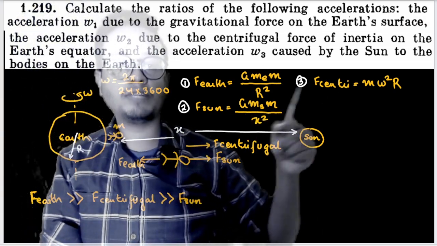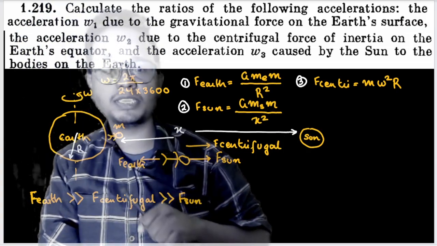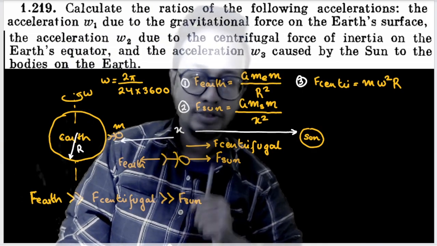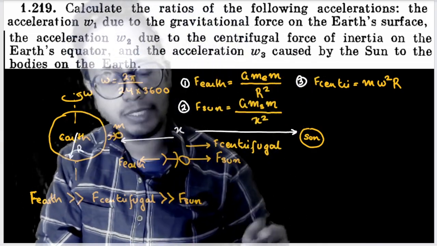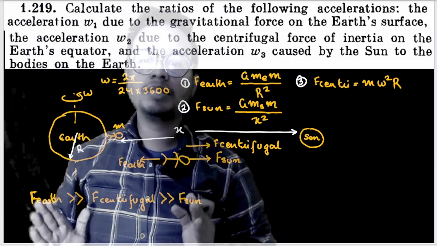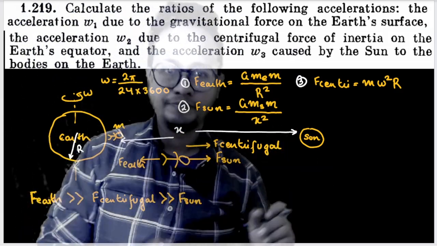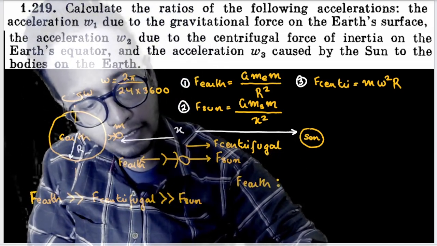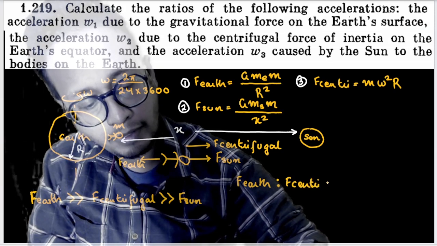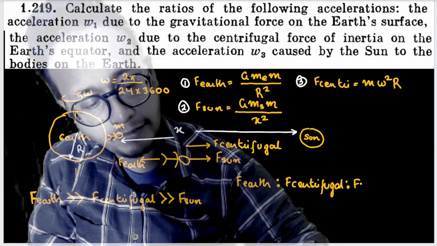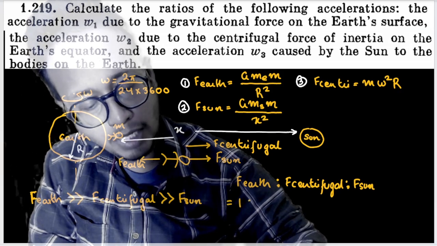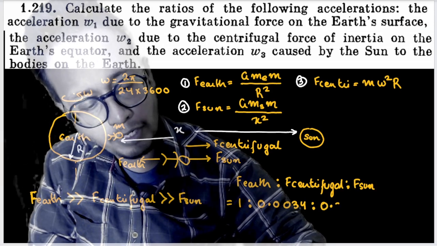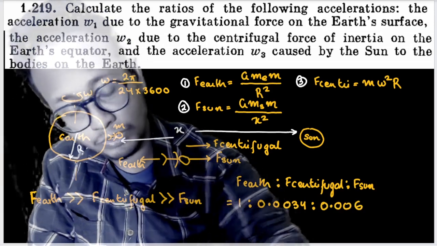Okay, if you substitute the values and find the ratio, you'll find that gravitational force due to Earth is much greater than centrifugal force on the human, which is much greater than gravitational force due to Sun. Now the question asks, what are the ratios? See, I'll give you the ratios, but you just need to remember this sentence. You do not need to remember the ratios; they will be given in the question. The ratio of F Earth to F centrifugal to F Sun is 1 to 0.0034 to 0.0006.